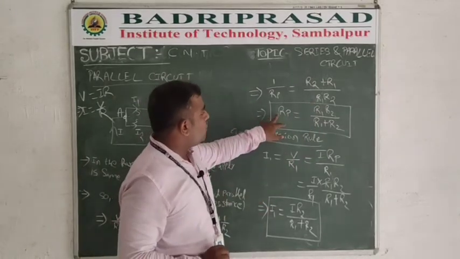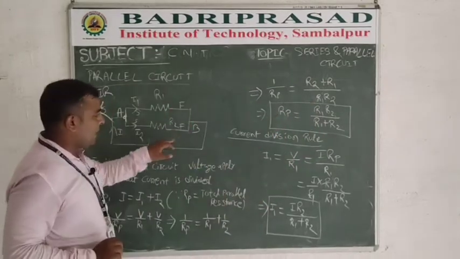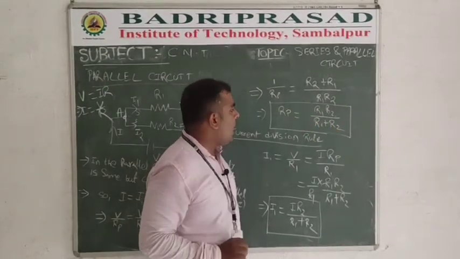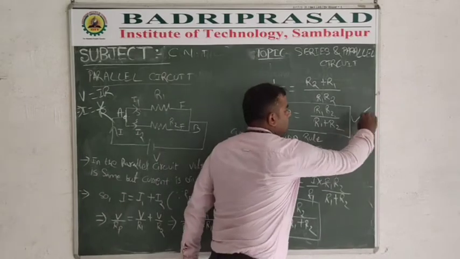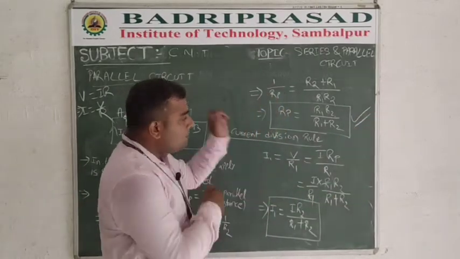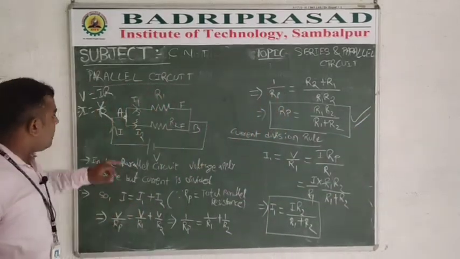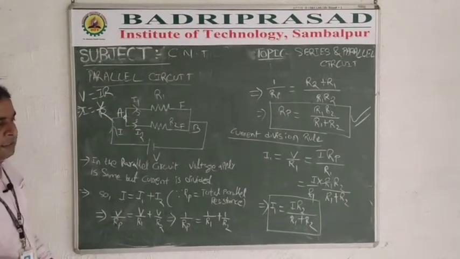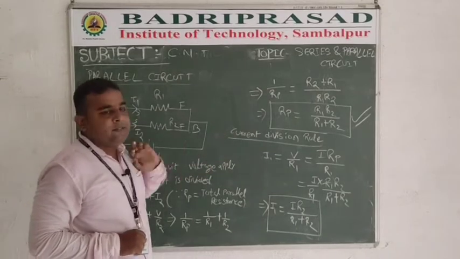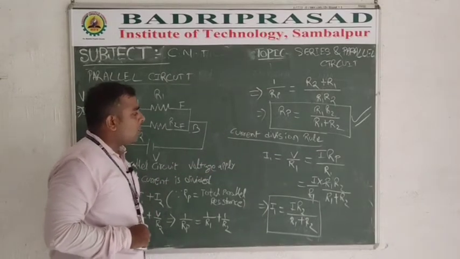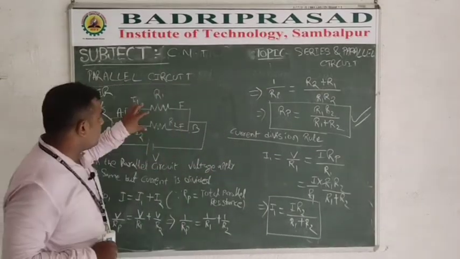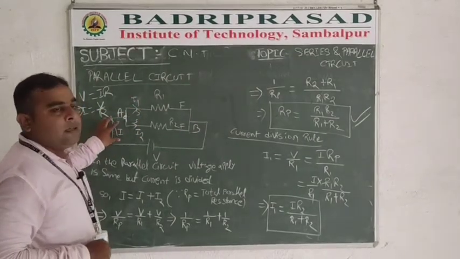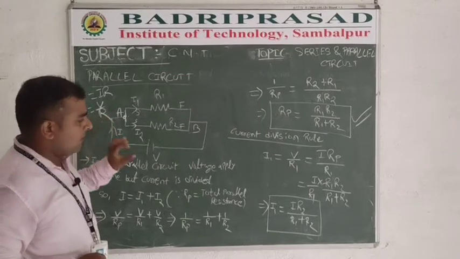So now the total resistance value of the series parallel circuit is how much? R1 into R2 divided by R1 plus R2. Now we can find out the proportion of current that will be divided across each resistance, that is called the current division rule. So how much proportion of the current I will be I1?